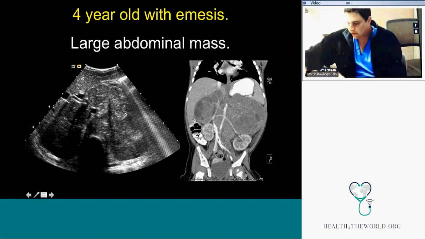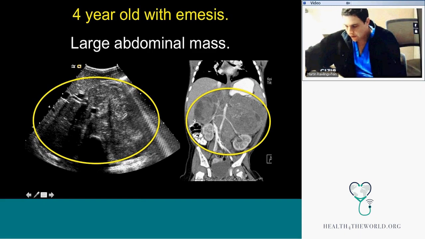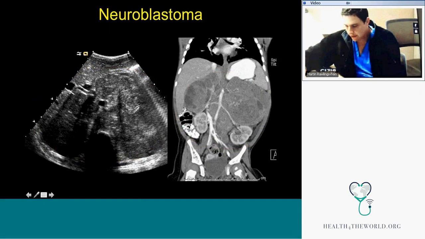Also with emesis, ultrasound and CT shows a huge abdominal mass. It has some calcifications, seems to encase the vessels. It seems to be arising from the kidneys. It's arising above the kidneys and pushing the kidneys down. What's the classic diagnosis?